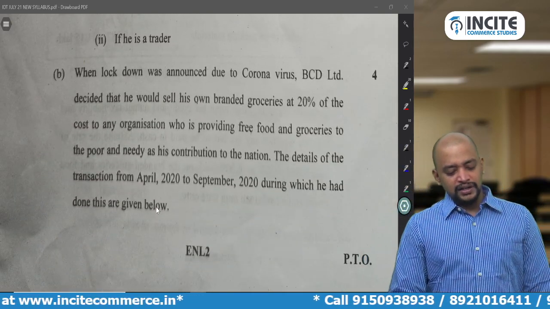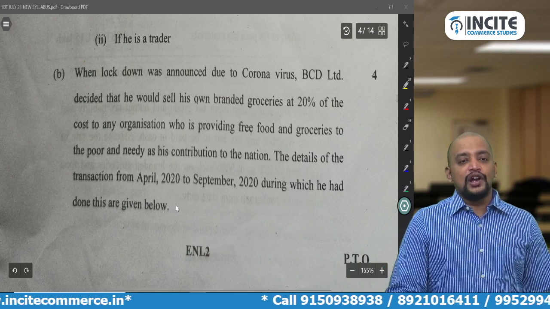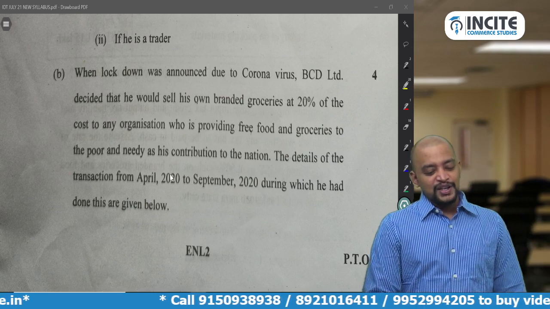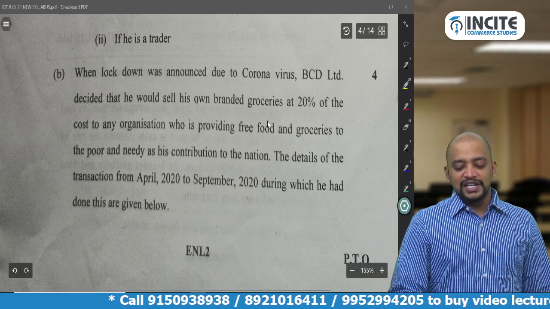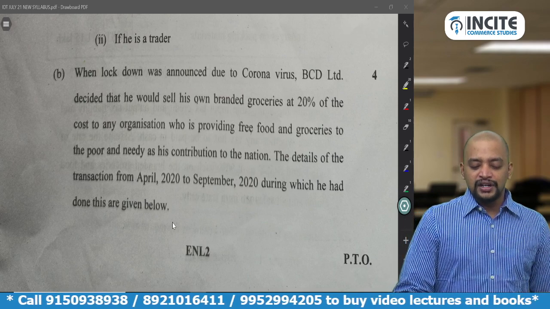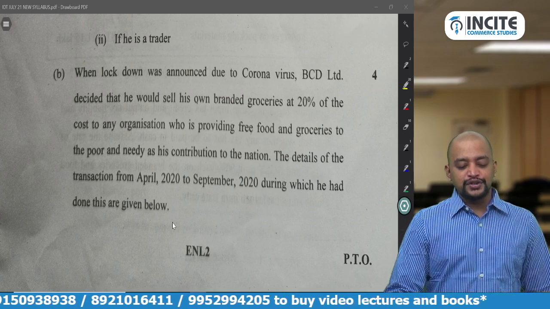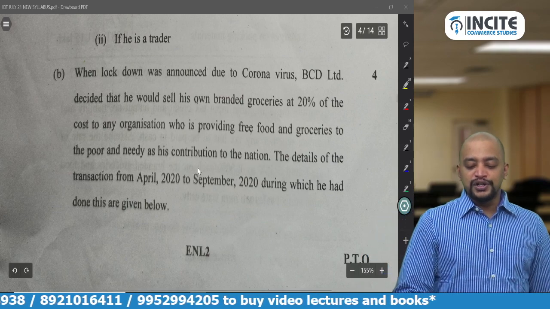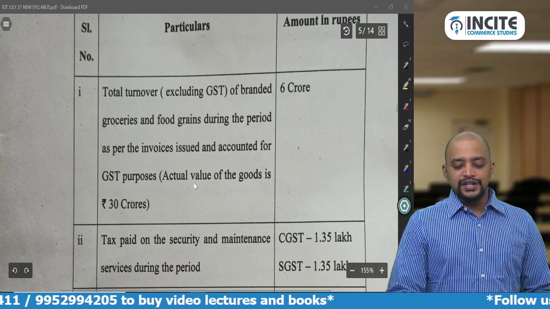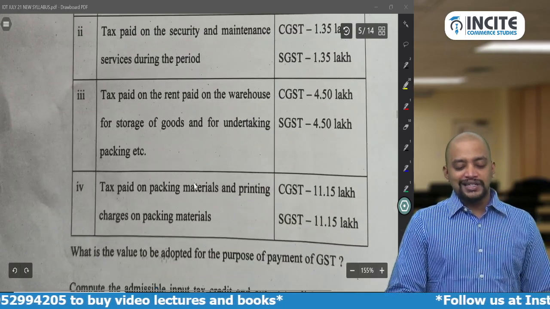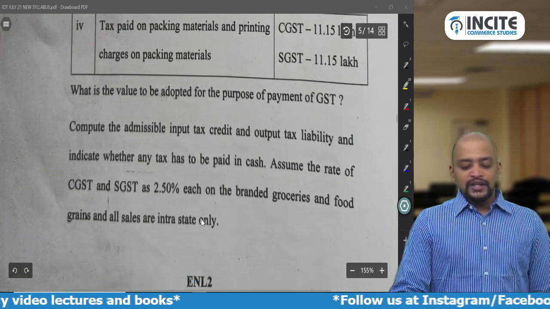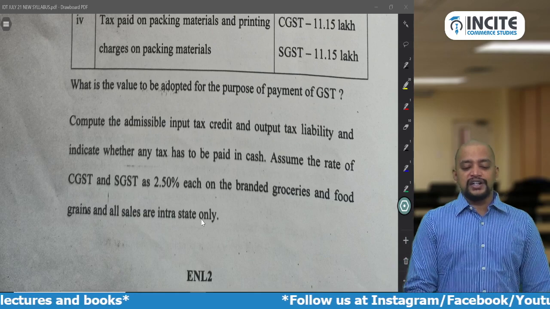Then this question is related to the lockdown. Taking COVID, they created one question. BCD decided that he would sell his own branded groceries at 20% of the cost to any organization that is providing free food and groceries to the poor and needy as his contribution to the nation. The details are given: what is his turnover, the tax paid, inward supply, security and maintenance services. What should be taken as the value related to this?